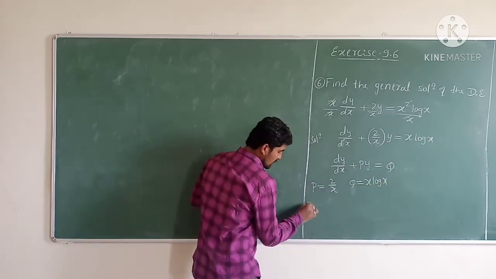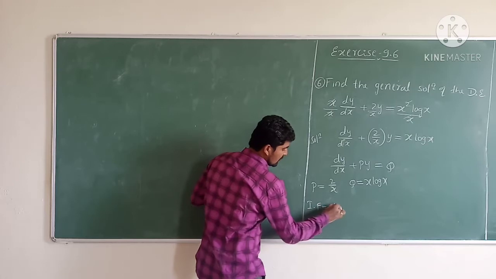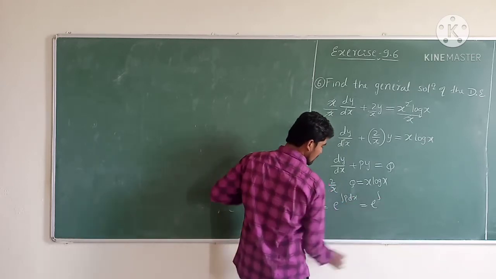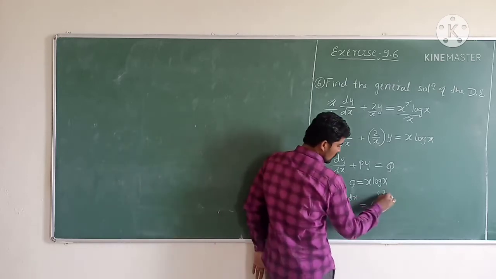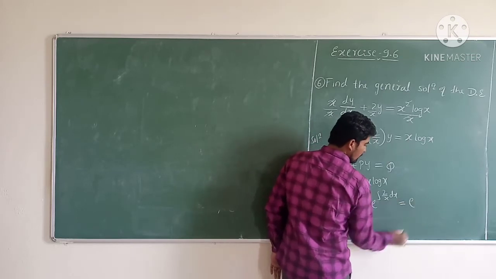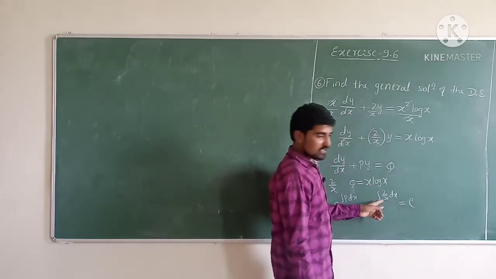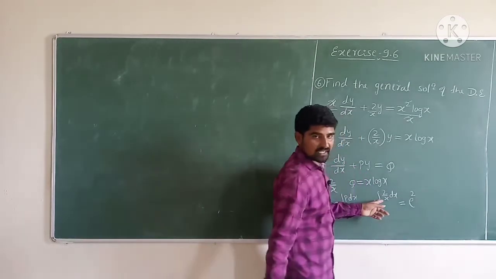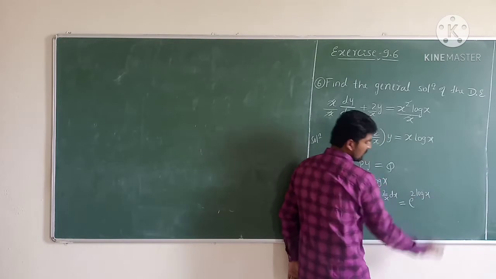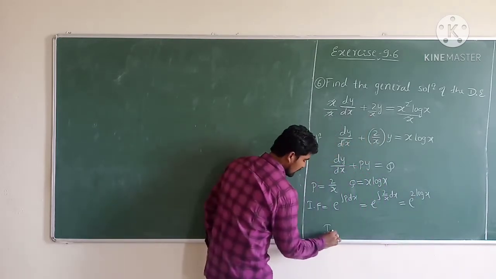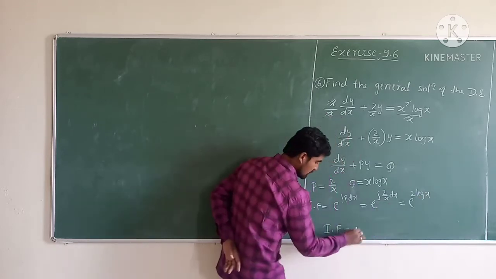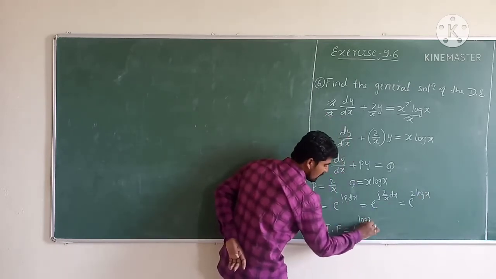So after that, the integrating factor is e power integration of p dx, which is equal to e power integration of the value of p, 2 by x, into dx, which is equal to e power integration of 2 by x. 2 is constant, taken outside the integral. So integration of 1 by x dx is log x. So hence the integrating factor of the given differential equation is e power n log m, and n log m is equal to log m power n. So log of x square.